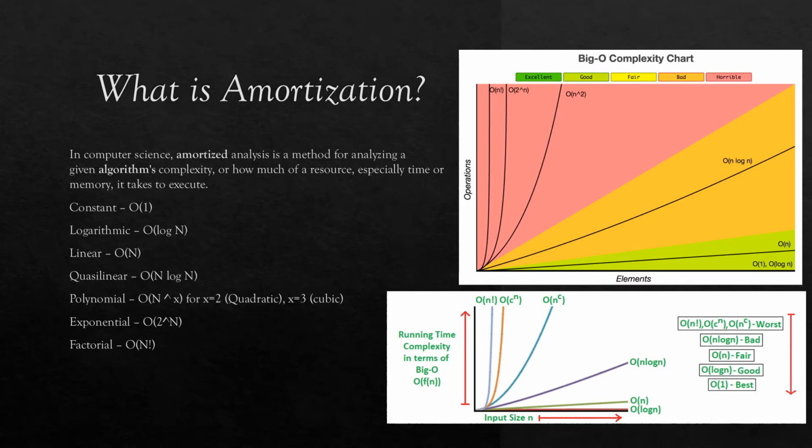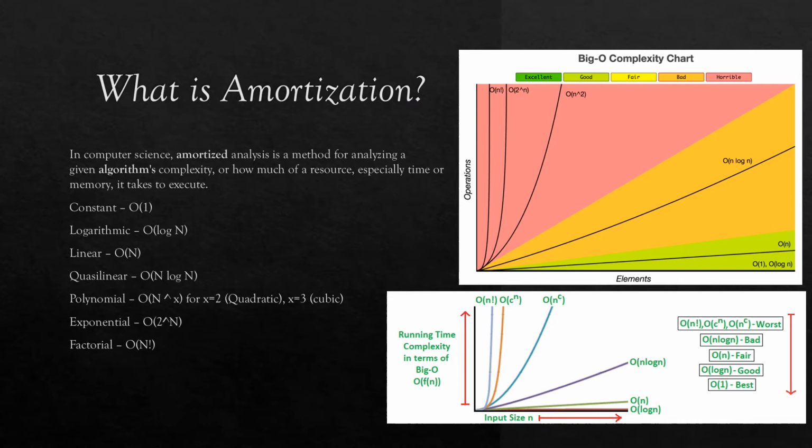Then we are going to discuss exponential algorithms, that is O of 2 to the power of n time, and then factorial time complexity, which is O of n factorial. If you look at this picture, we can plot a graph between two variables. One is the runtime complexity in terms of big O of n. The other is the input size, which is n itself.